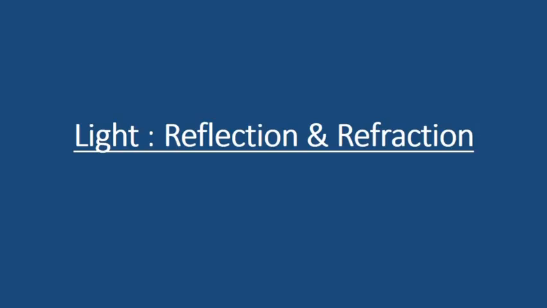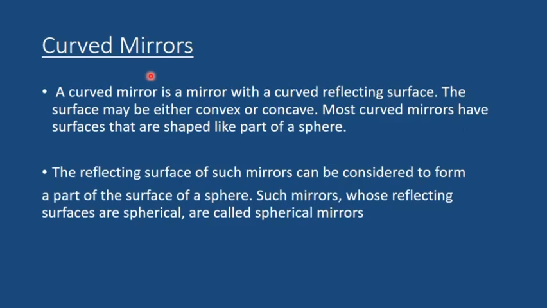The topic for this lesson is light, reflection and refraction. Let's begin with curved mirrors. A curved mirror is a mirror with a curved reflecting surface, and they may be either convex or concave mirrors, and they would be a part of a sphere. So we said that there are two types of spherical mirrors, concave and convex.